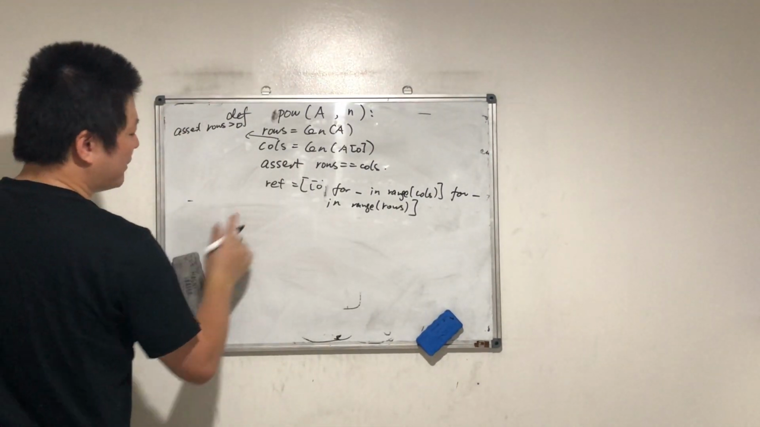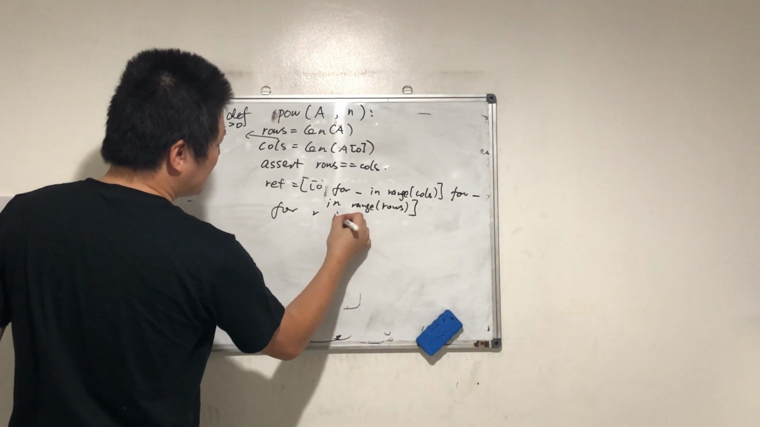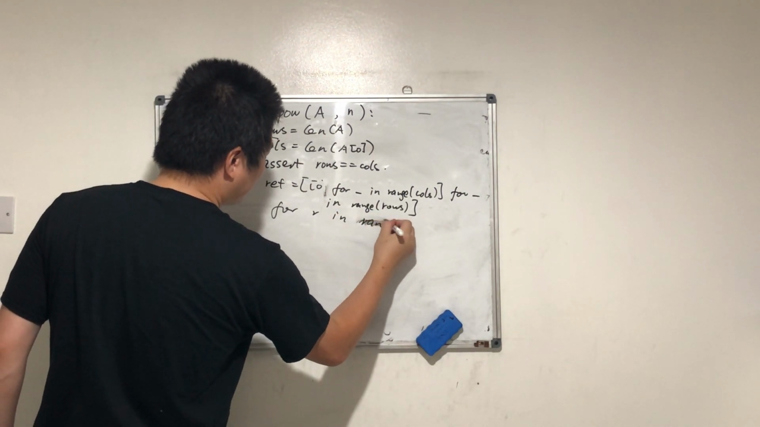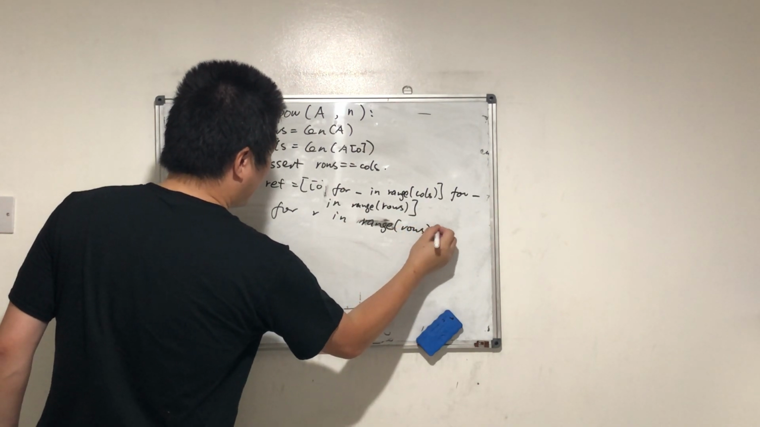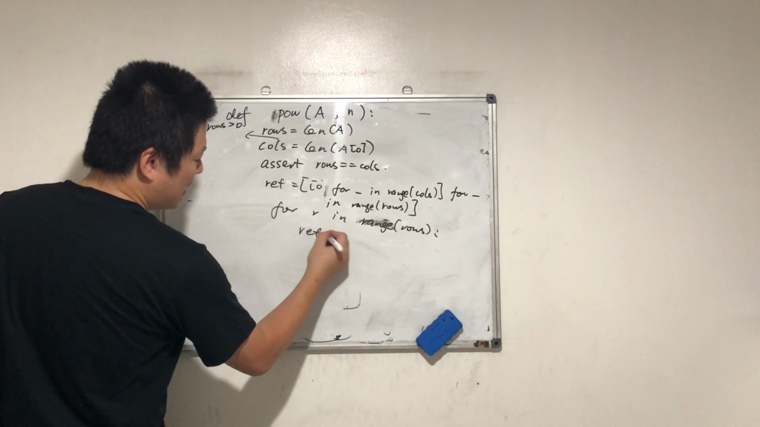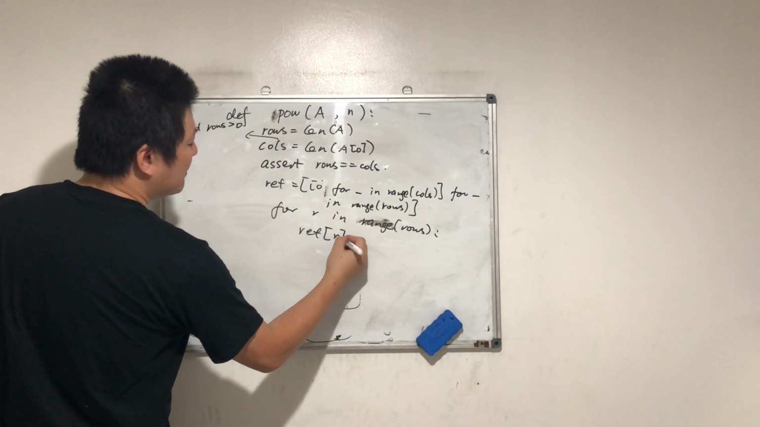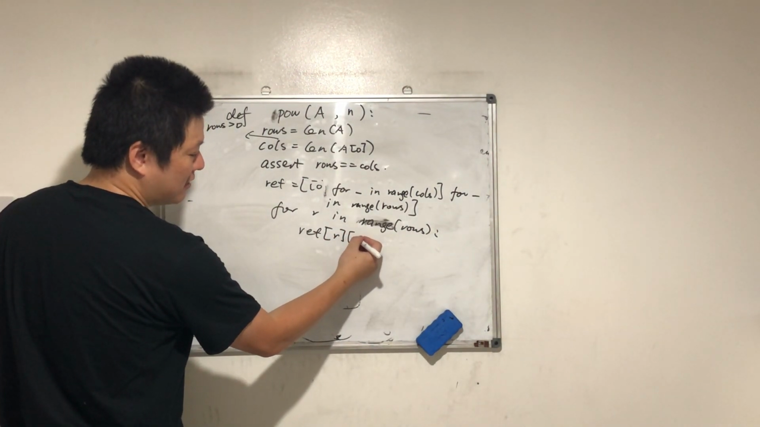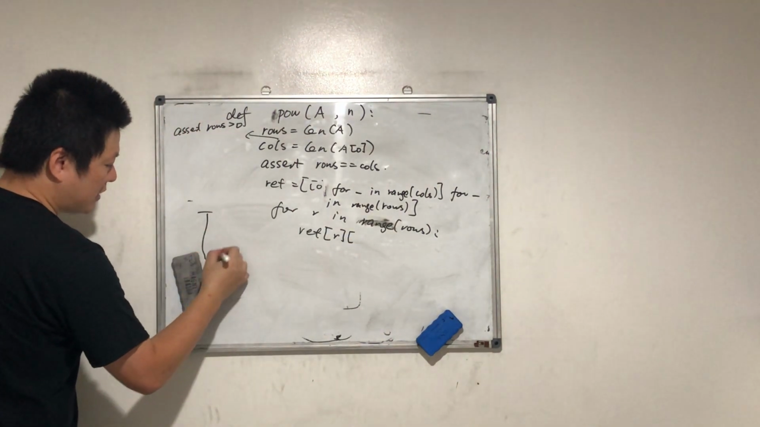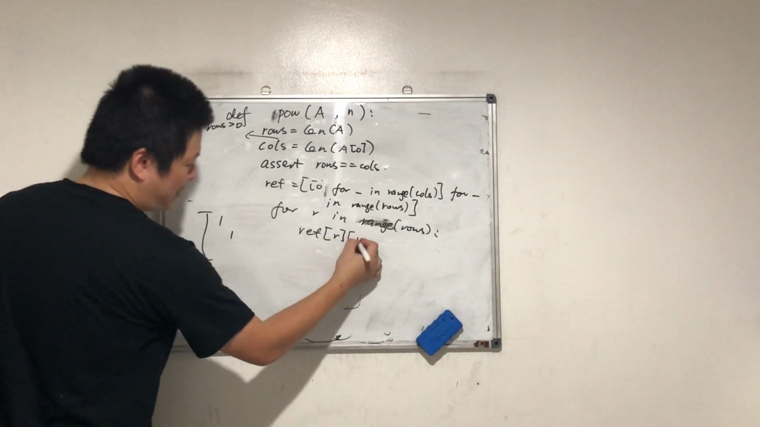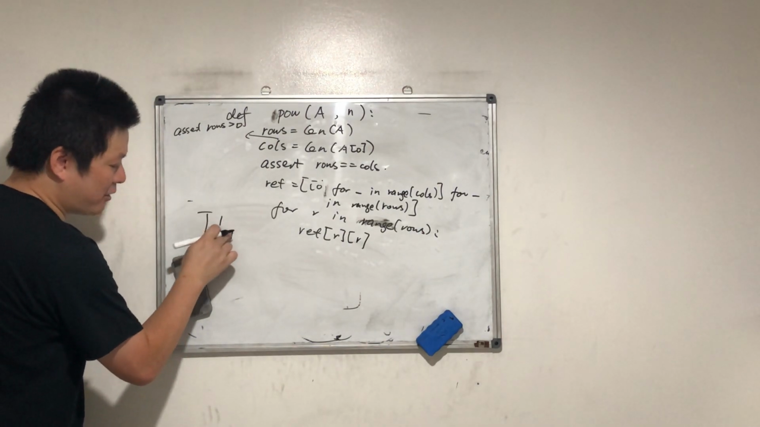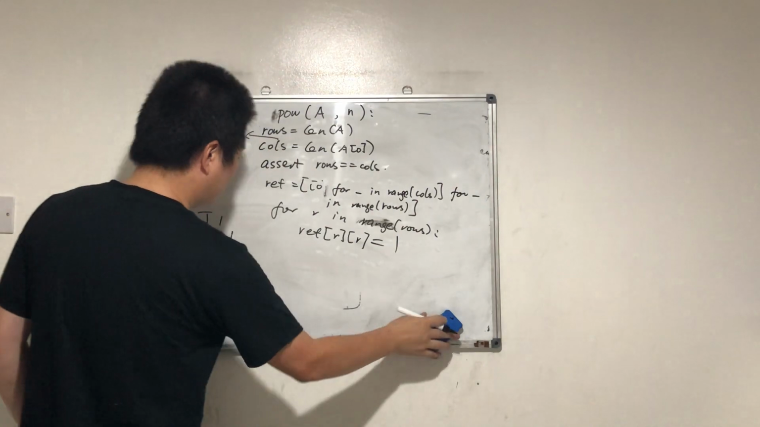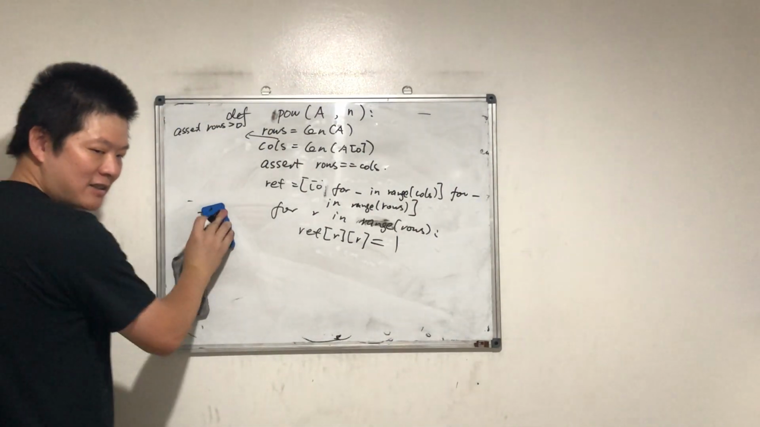So we use a for loop. For r in range rows. We want to iterate from 0 to range rows. And then what should we do? Red[r], R is the rows, and what are the columns? R, the same. The first row, first column. The second row, second column equals what? 1. Be confident, you know that.